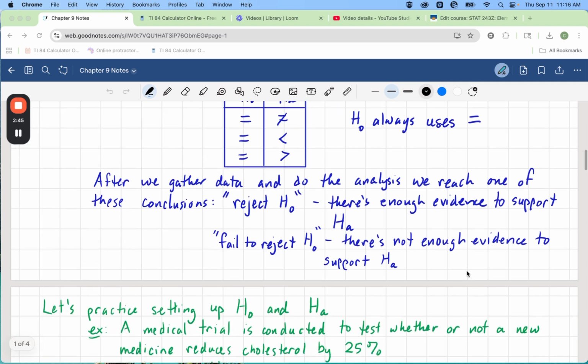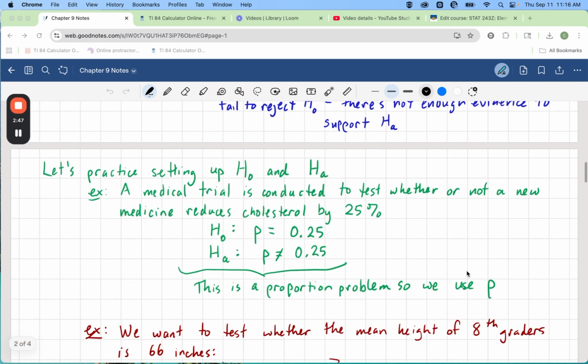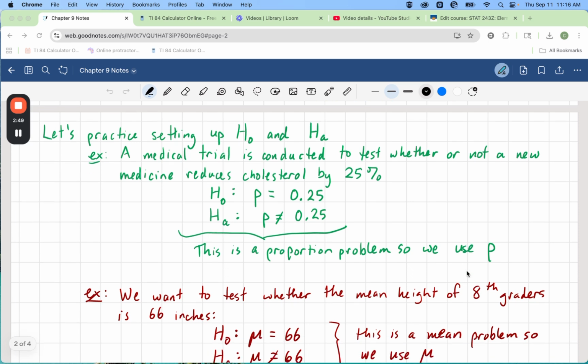All right, the next part of it, we're going to practice setting up H0 and HA. A medical trial is conducted to test whether or not a new medicine reduces cholesterol by 25%. So the null hypothesis, it's a proportion problem. So the null hypothesis is P equals 0.25. We want to know whether or not it reduces cholesterol by 25%. So therefore P does not equal 0.25 as the alternative.